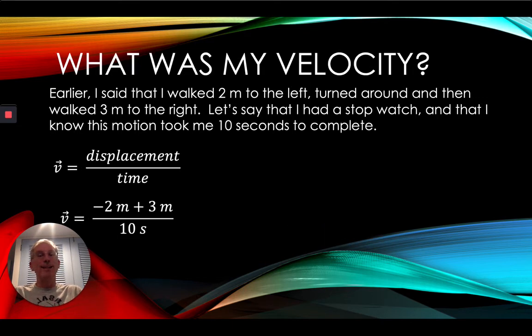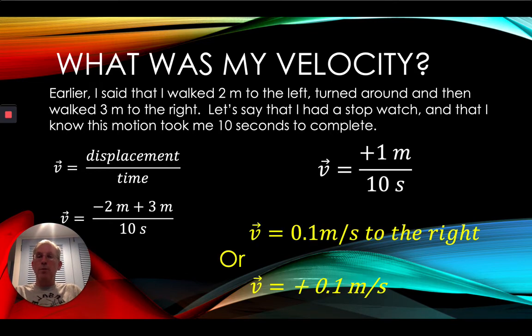But what was my velocity? So velocity involves direction. It's a displacement. So I'm going to stick with my original reference frame. I went negative 2 meters to the left, turned around and went 3 meters to the right, and I did that in 10 seconds. So my displacement was positive 1 meter in 10 seconds. So my velocity was 0.1 meters in 1 second to the right, or positive 0.1 meter in a second, right?